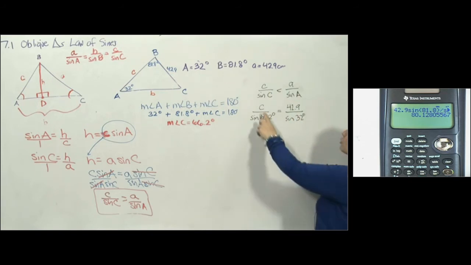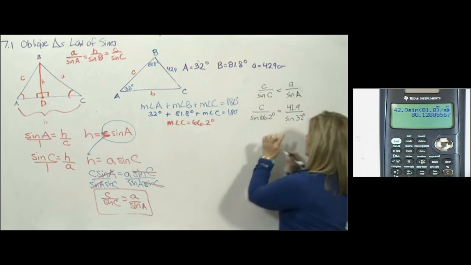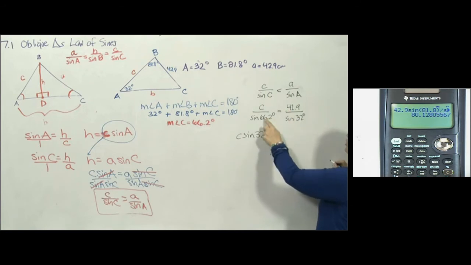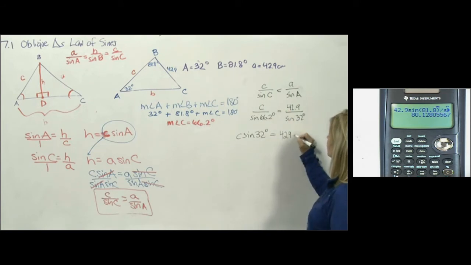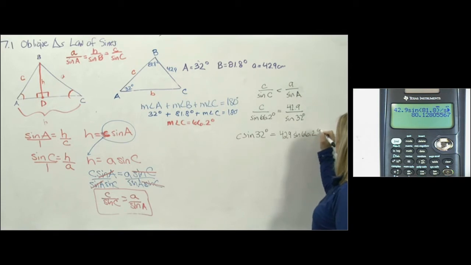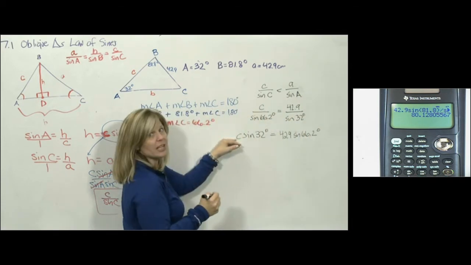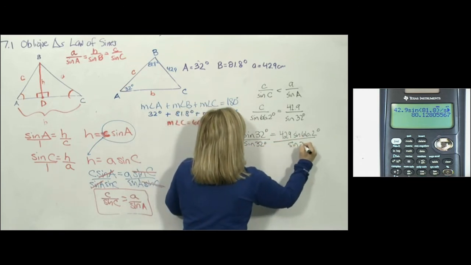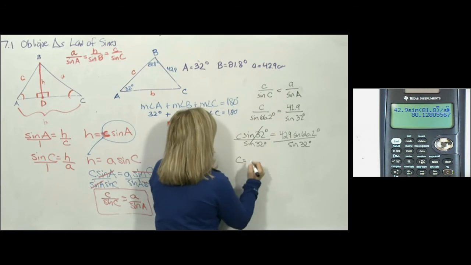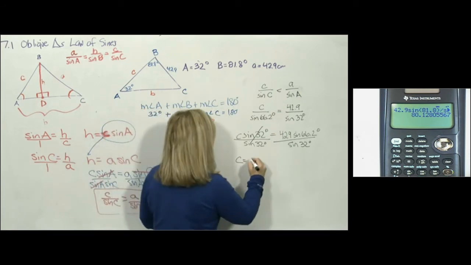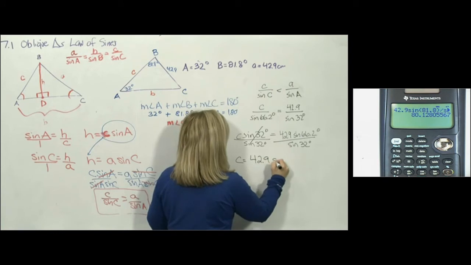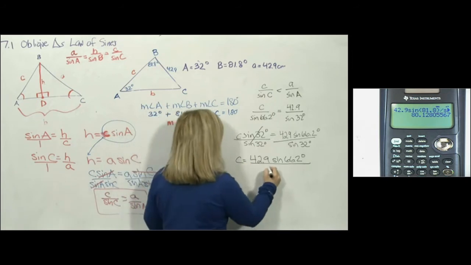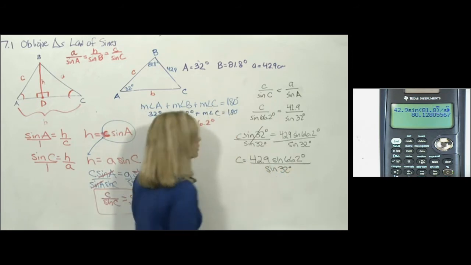Now all we're going to do is cross multiply. I'm trying to find C, so I'm going to put C on the left. So this is C sine 32 degrees. I'm going to multiply this decimal to this trig function. The decimal goes in front. The trig function goes behind. To solve for C, I got to divide by sine of 32 degrees. So in my world, when I was in school, we wrote C equal 42 and 9/10 times the sine of 66 and 2/10 degrees divided by the sine of 32 degrees.